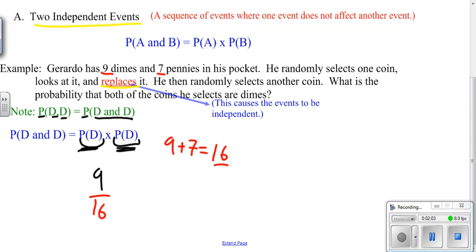So if we want the probability of a dime and a dime, we'd say 9/16 times 9/16 again. Because again, they have the same probability. Each time when he draws from his pocket, there are 9 dimes and a total of 16 coins. So that's going to leave us with 81 over 256. That would be his probability.